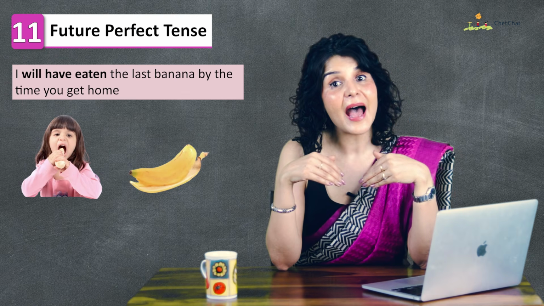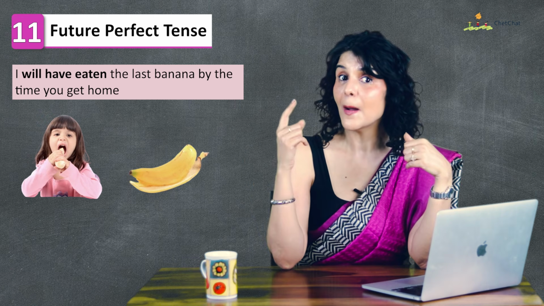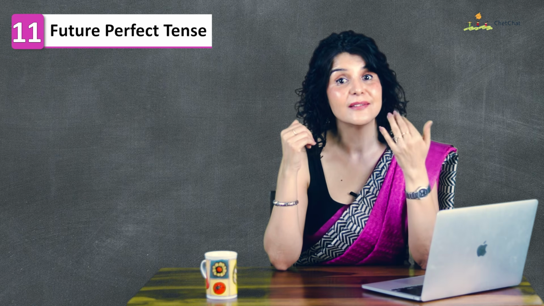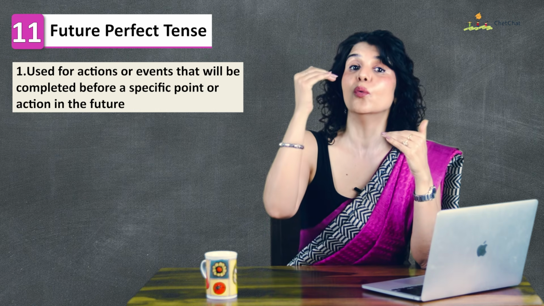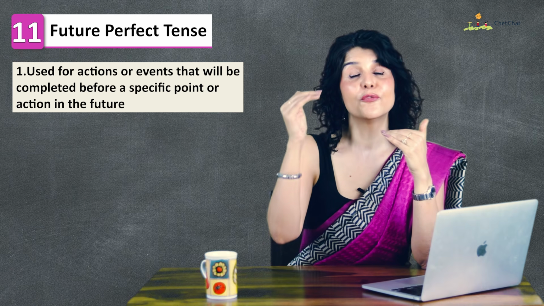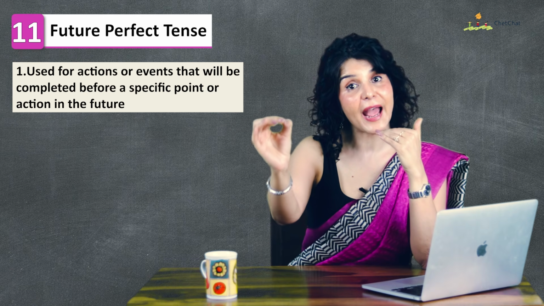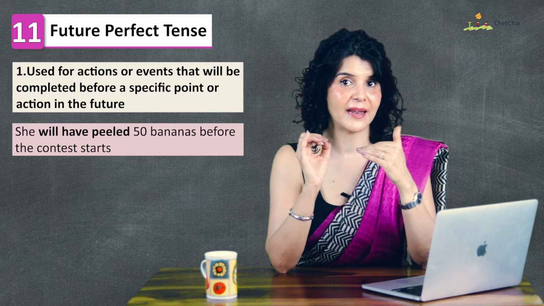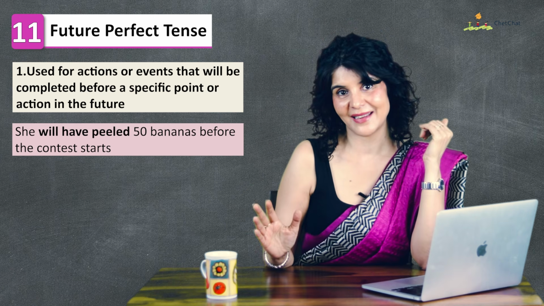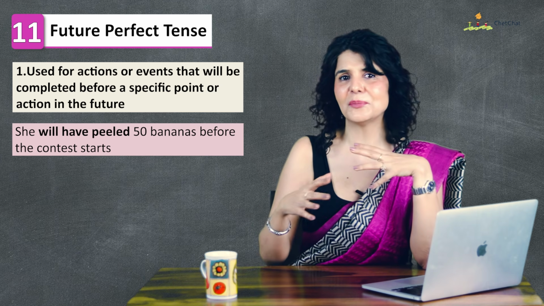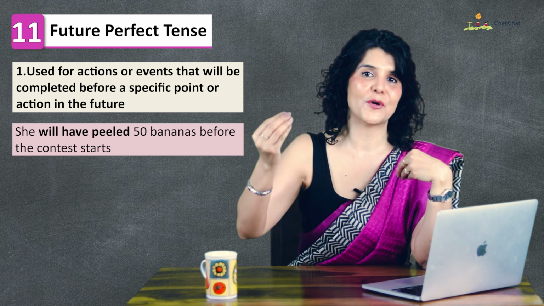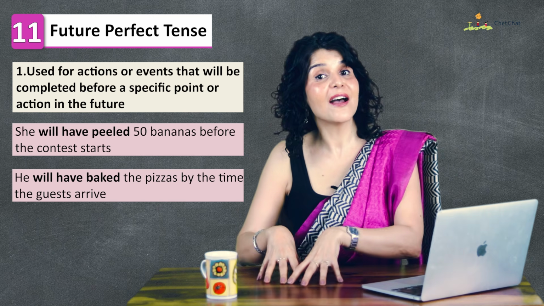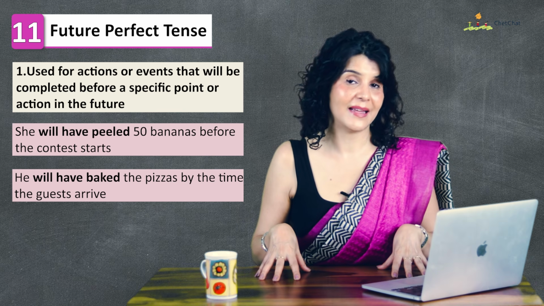I will have eaten the last banana by the time you get home. Use number 1. Future perfect tense is used for actions or events that will be completed before a specific point or action in the future. She will have peeled 50 bananas before the contest starts. The peeling of the bananas would be complete before a specific point of time, which is the contest beginning. Okay? He will have baked the pizzas by the time the guests arrive.